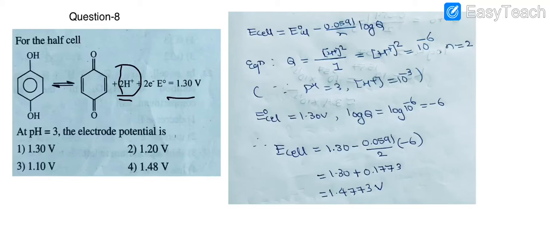Q is equal to concentration of H plus to the power 2 by 1. Already pH is 3. pH 3 means concentration of H plus is 10 power minus 3. So substituting that, you are getting this one. And how many electrons are transferred? 2 electrons are transferred. So E naught cell is already given. Now log Q, how much are you getting? Minus 6. Substituting the values, E cell is equal to 1.30 minus 0.0591 by 2 into log Q, which is minus 6. So substituting, we are getting 1.4773.